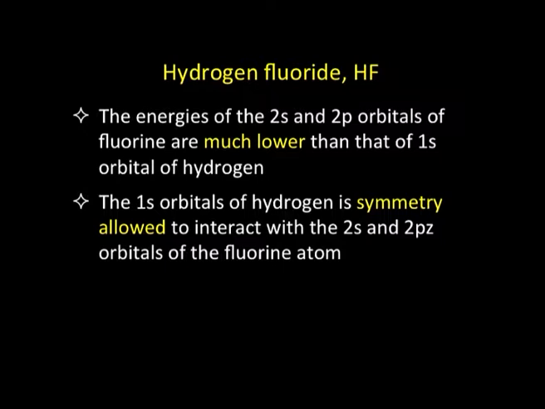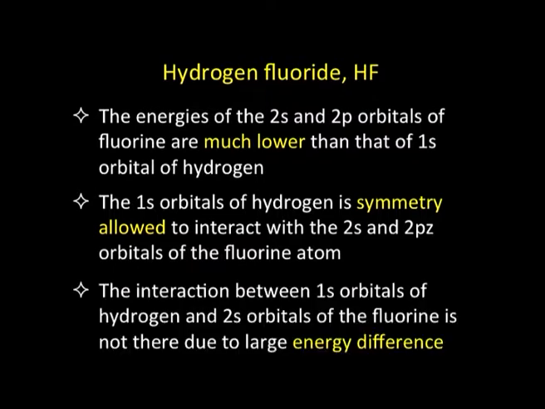On the other hand, the px orbital of fluorine cannot interact effectively with the 1s orbital. So, in other words, these two are not symmetrically allowed. The only orbitals which can interact between the two atoms are 1s of hydrogen and 2s and 2pz of fluorine. And the third thing we have to take note of is that the interaction between the 1s orbital of hydrogen and the 2s orbital of fluorine is not there due to large energy difference. 1s can in principle interact with the 2s orbital, but the energy difference is so large that this interaction does not take place, and the 2s orbital of fluorine remains non-bonding.